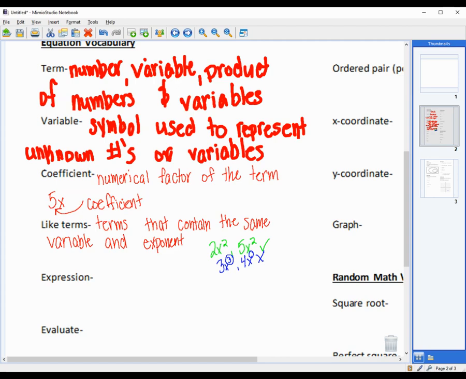Expression. An expression is numbers, symbols, and operators grouped together that show value. Operators are just like your multiplication, your division, any of those.